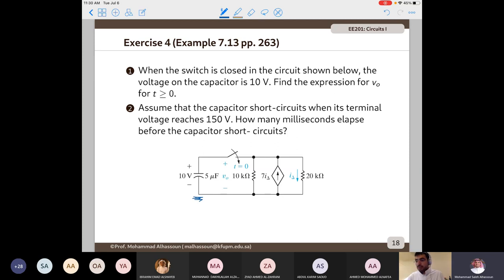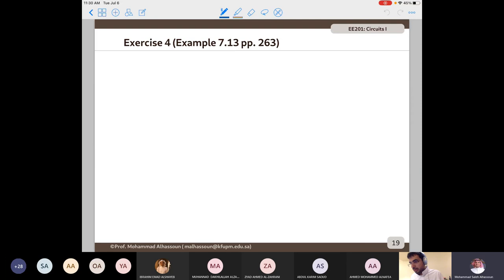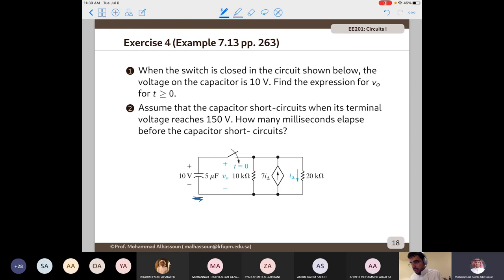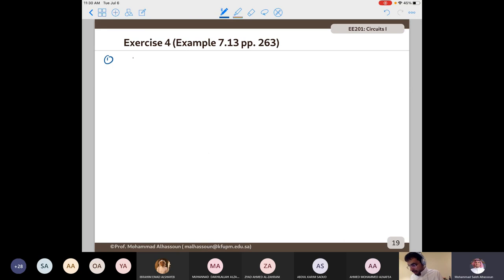So what should we do here? We want to find the expression of the output voltage, or the voltage across the capacitor. So let's draw the circuit. Let's present this problem in order to solve it. We need to write it in terms of a capacitor, with the value 5 micro, and the Thevenin resistance seen by that capacitor.